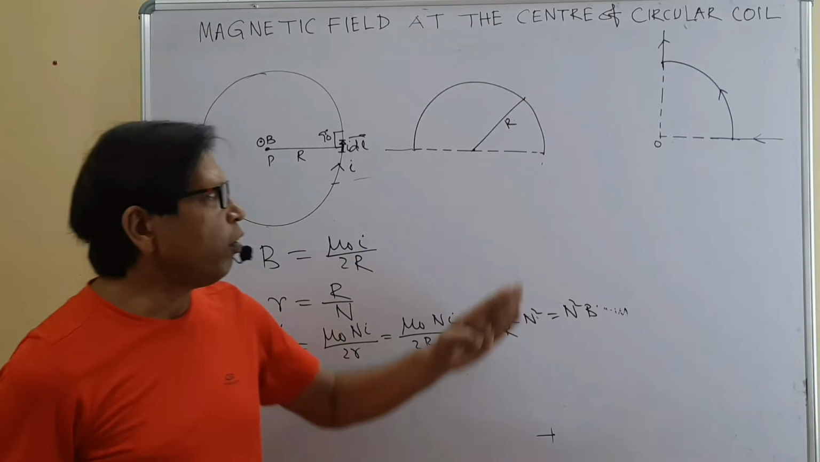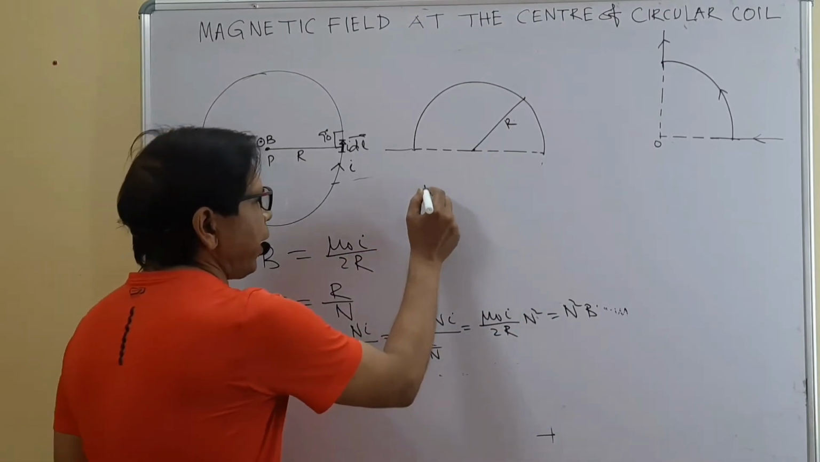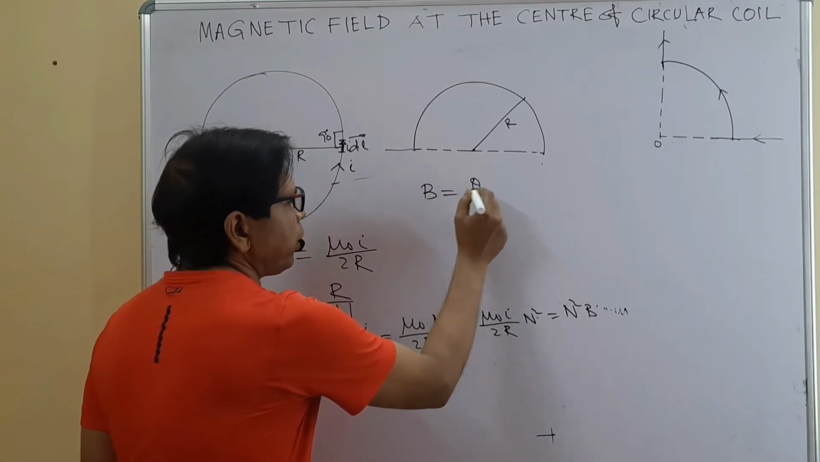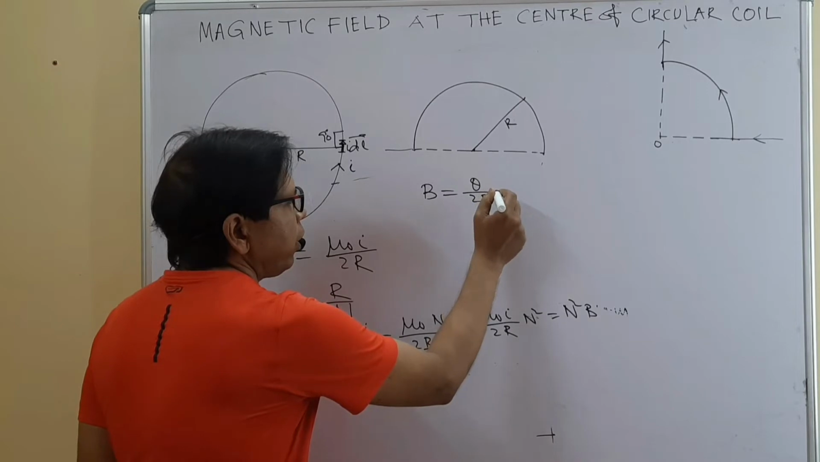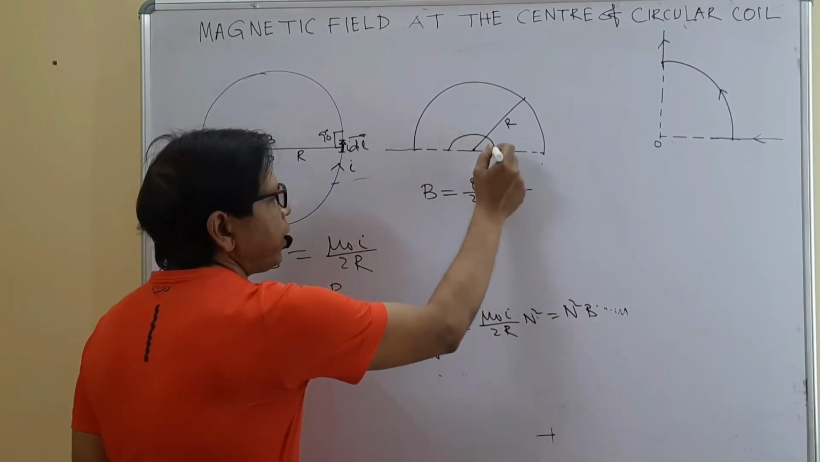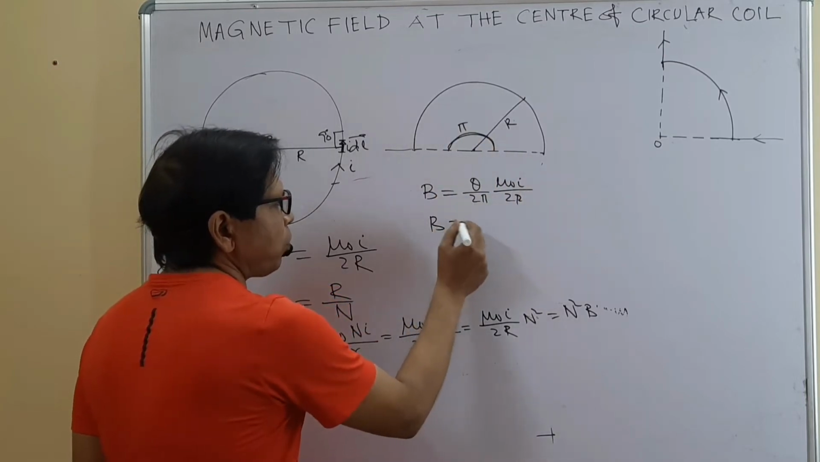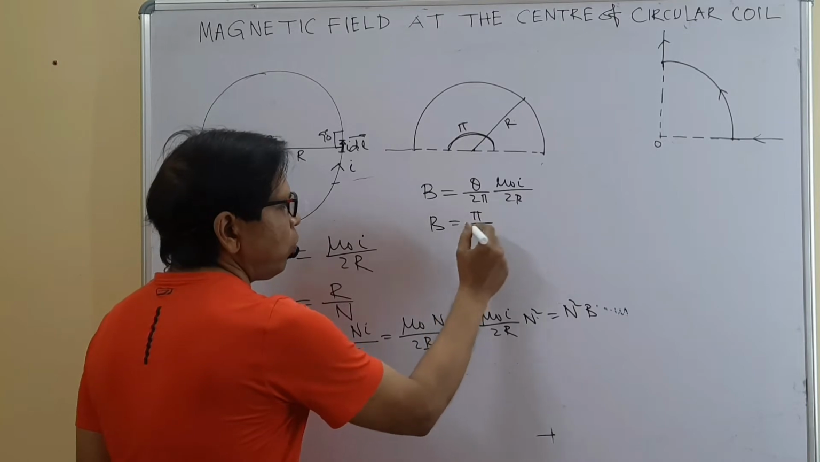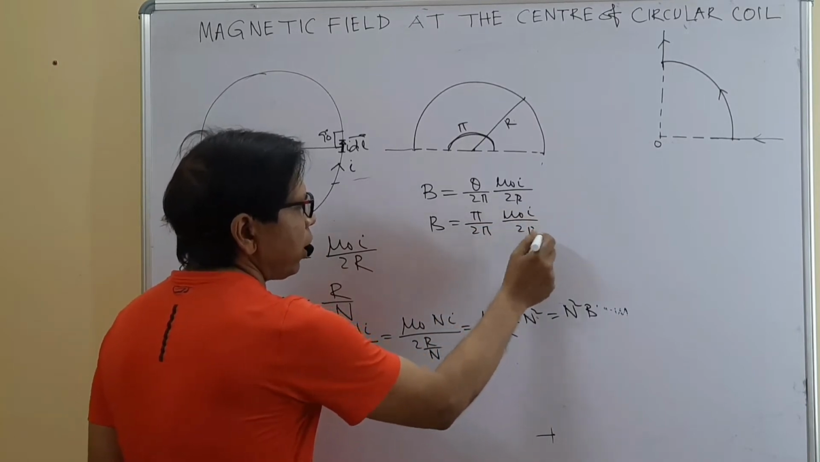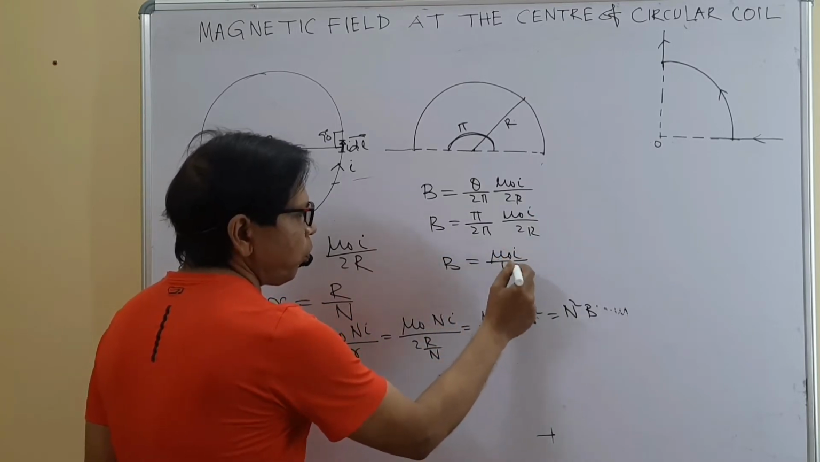Okay. Now, magnetic field due to a semicircular coil. The magnetic field due to a semicircular coil is B equals theta divided by 2 pi into mu naught I by 2r. Now, this angle is theta. Here theta equals pi. So B becomes pi by 2 pi into mu naught I by 2r. So B becomes mu naught I divided by 4r.